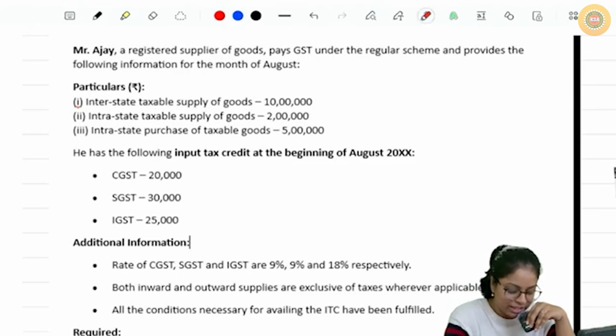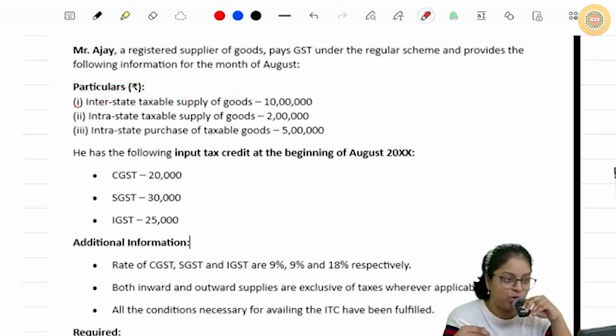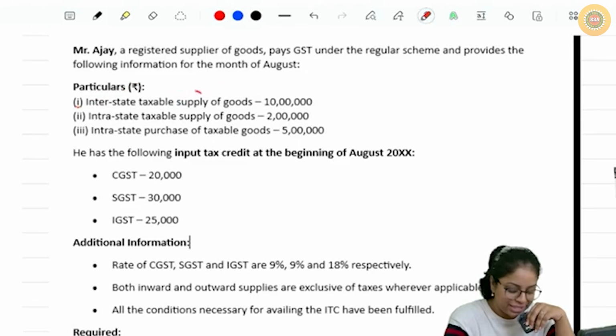He has provided that the interstate taxable supply of goods is rupees 10 lakh, which means this is his sale, and it is interstate, which means IGST will be applicable. Intrastate taxable supply of goods is rupees 2 lakhs. Again, this is a sale, and since it is intrastate, it will be CGST and SGST, right?